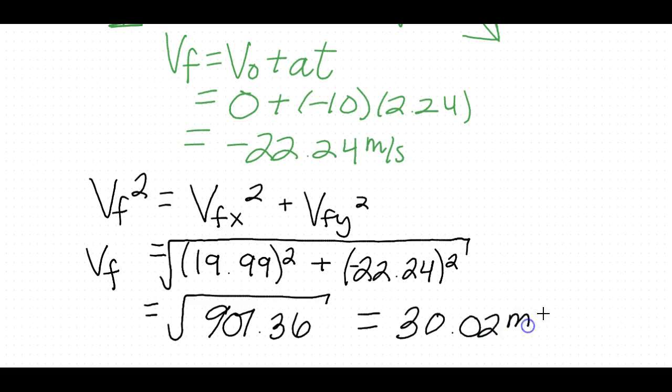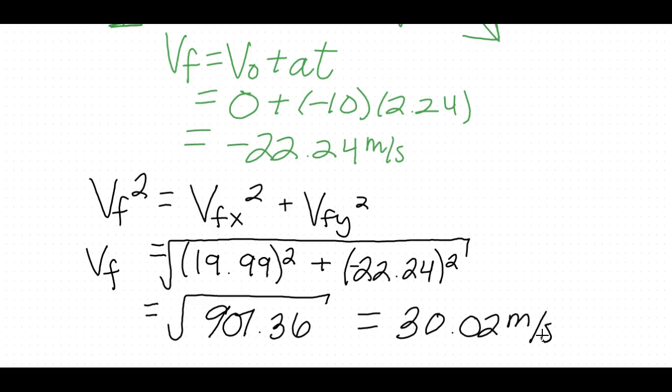30.02 meters per second. Now, I did not round in my calculator. I used the full values. So if you did use the rounded values, you're going to get something maybe under 30, close to like 29. As long as you're in the same range, you're okay. So the final answer for this one is that it has an impact speed of 30 meters per second.